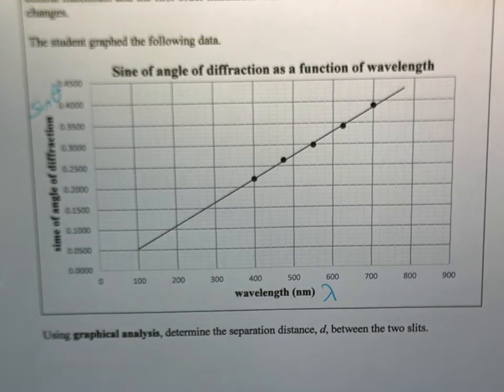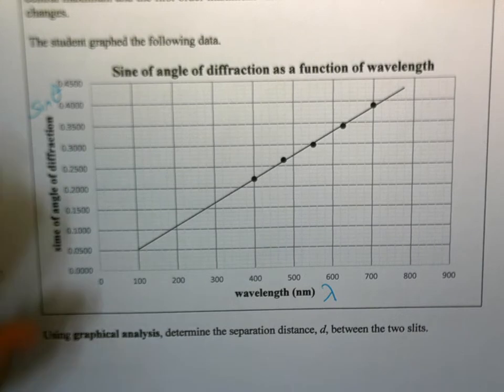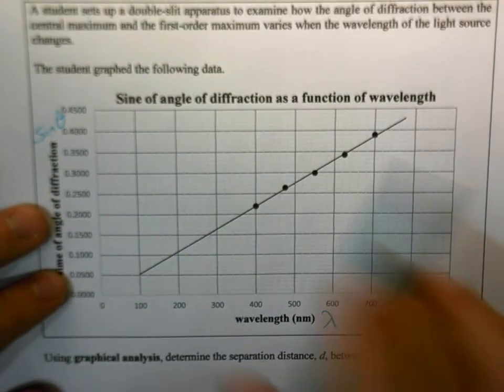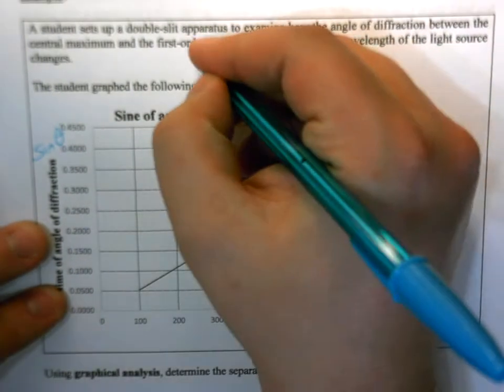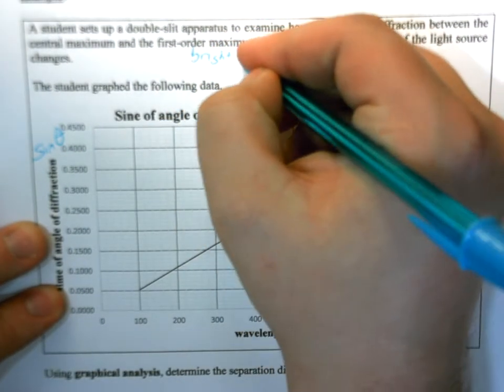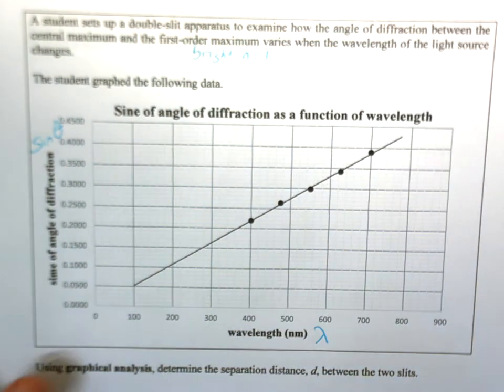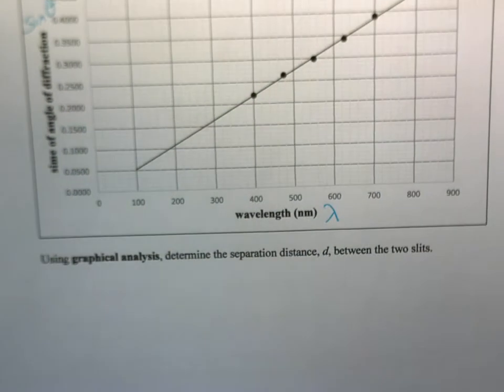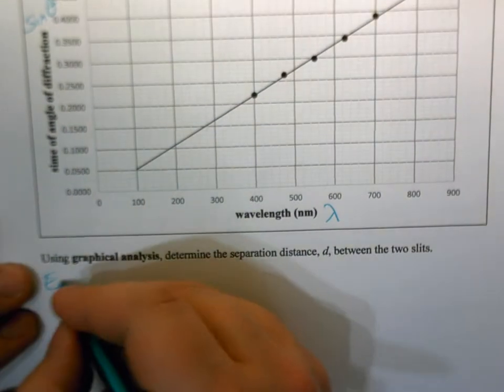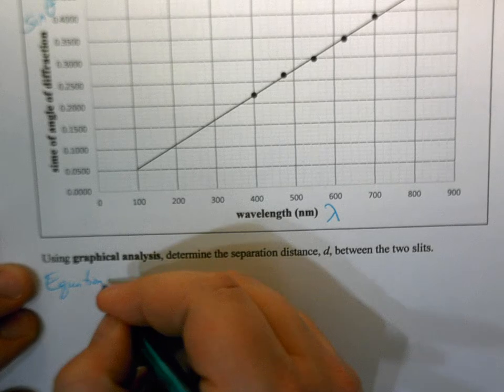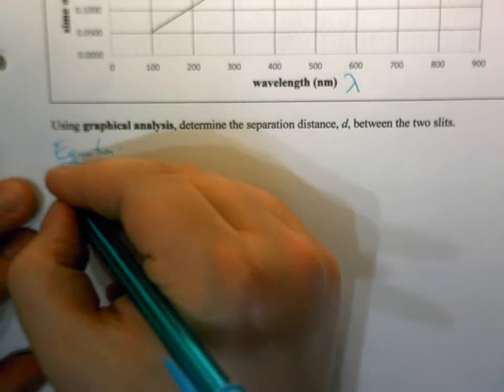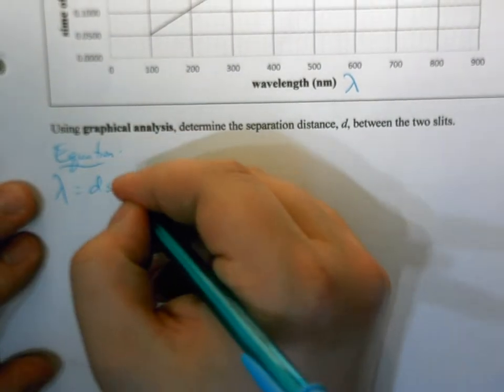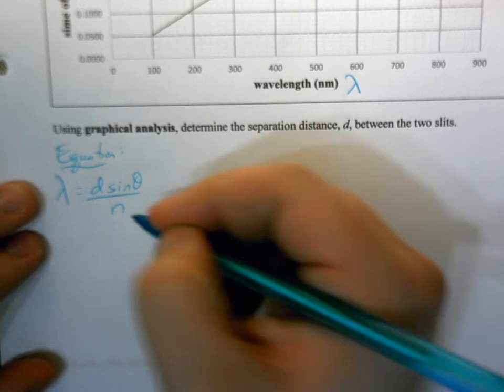Now, using graphical analysis, we want to determine the separation distance d between the slits. So we have sine of theta, we have lambda. We're told we're dealing with the first order maximum, so we're dealing with bright fringes, and we're dealing with n equals 1. In order to deal with this, we need an equation. So the equation that's going to help us out with this is lambda equals d sine theta over n.